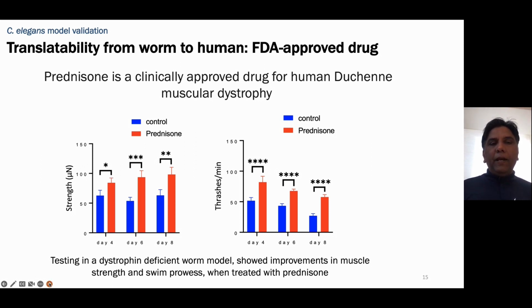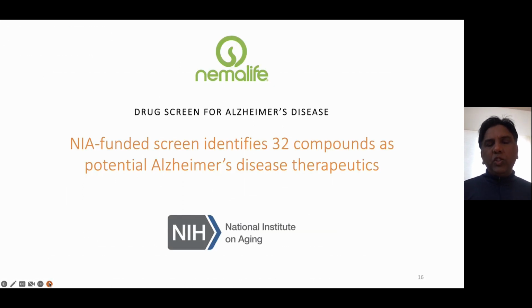So now I'm going to talk about two specific projects. One is how we used the Alzheimer disease model to do a rapid screen in C. elegans. And the second study that I'm going to talk about is the spaceflight project.